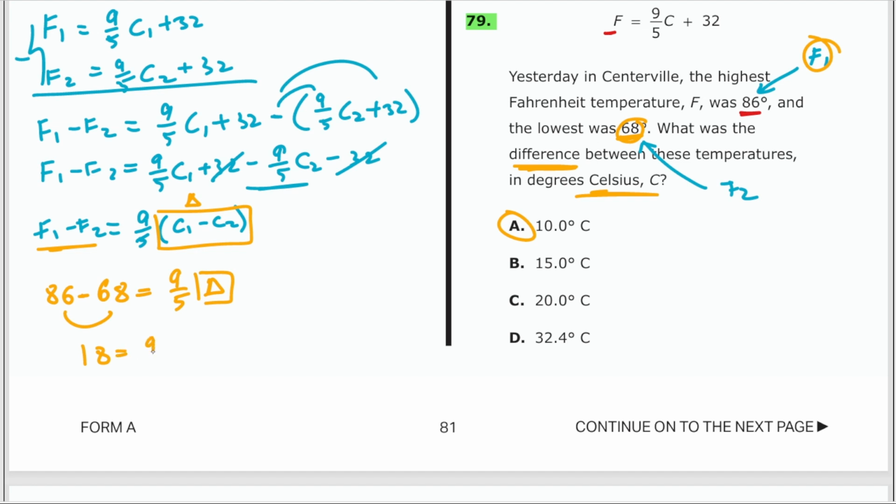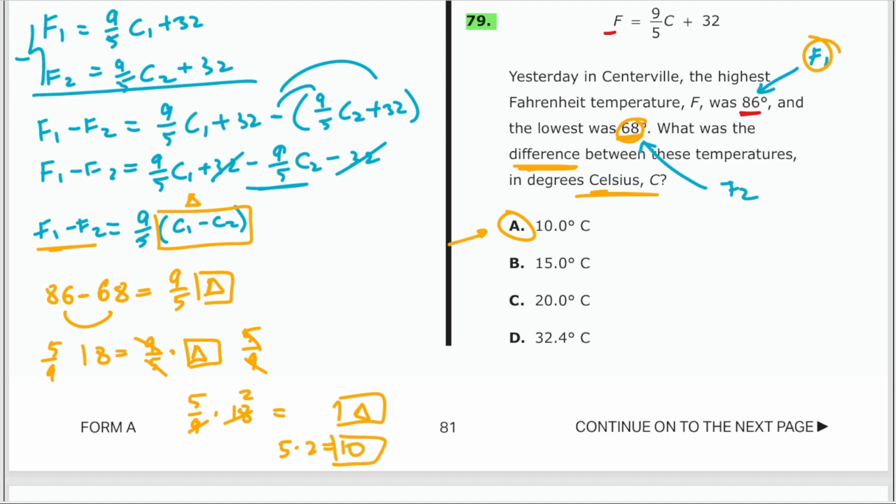So 18 is equal to 9/5 times the delta. So now to cancel it out, we just multiply by 5/9. Cancel, cancel, cancel, cancel. So you have 5/9 times 18, which is equal to our magical delta. Now cancel things out. That's 2. So you have 5 times 2, which is 10. The answer is A. That's it.